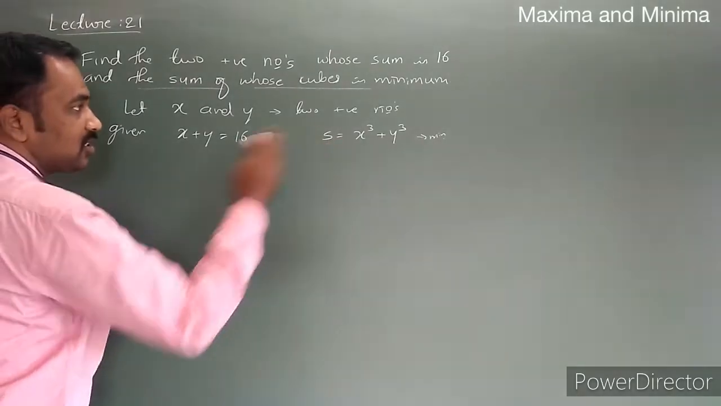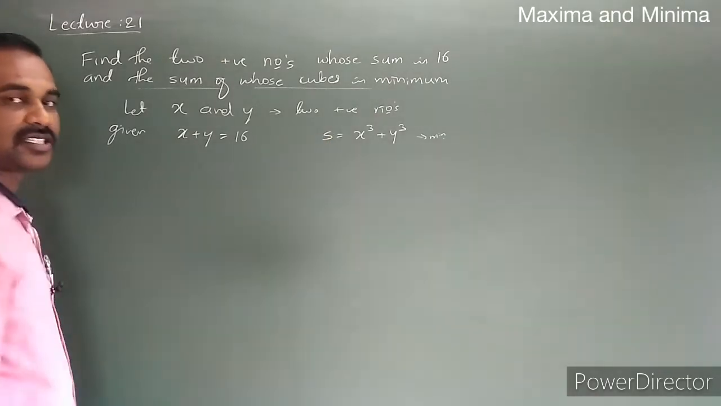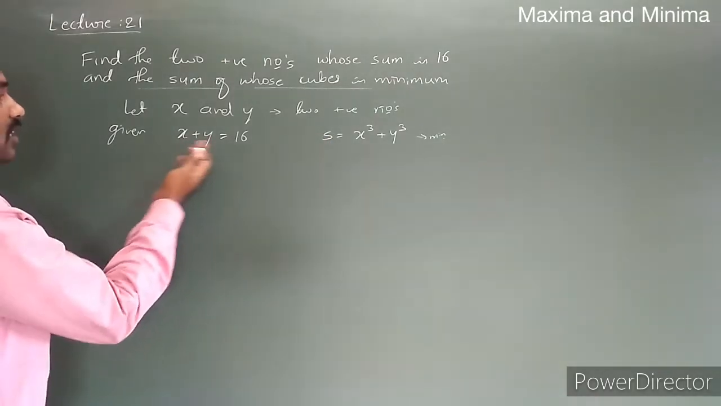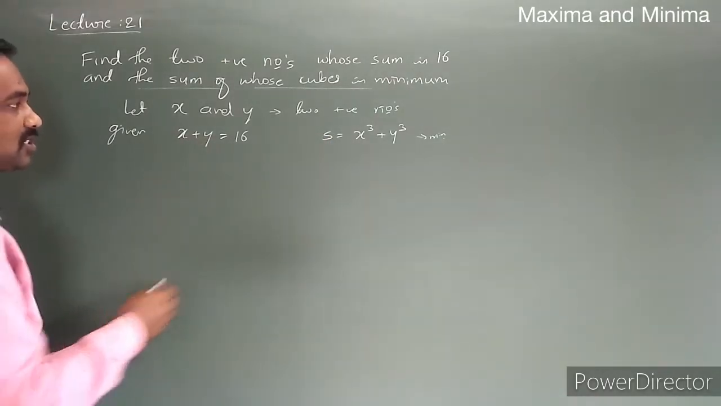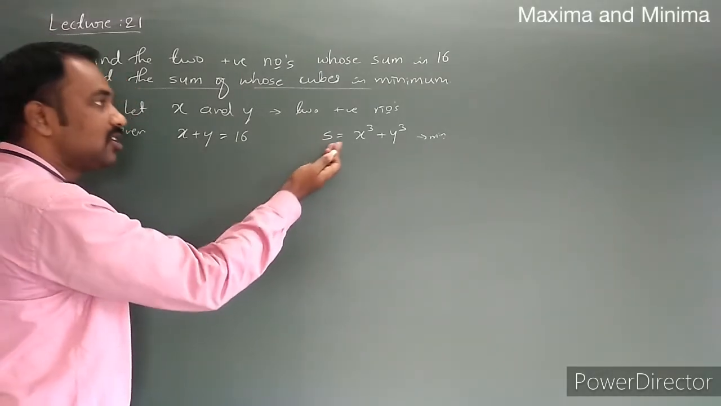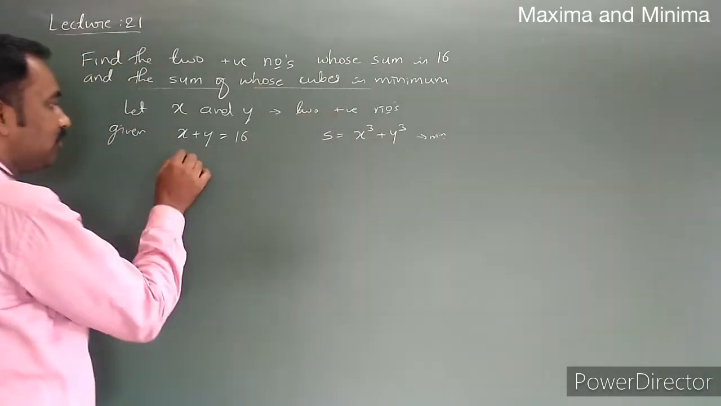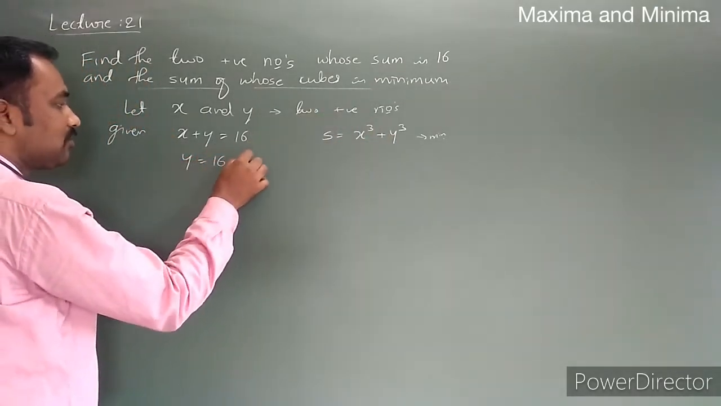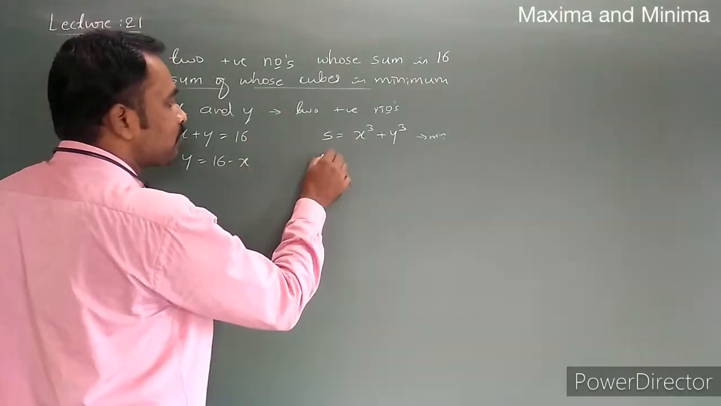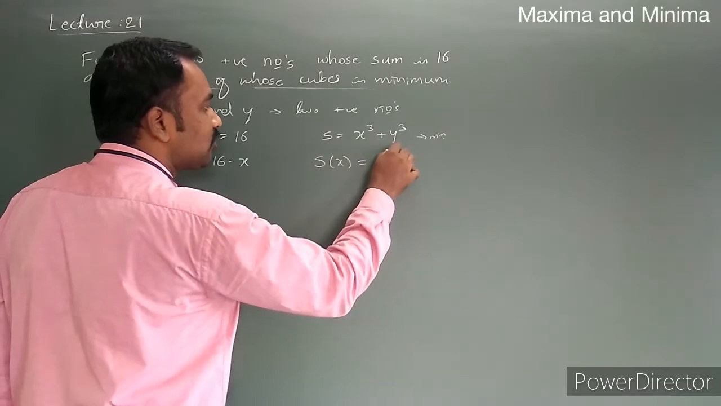Once again, this is the given function. I denote it by S, which is nothing but the sum. Here already x plus y is equal to 16, so we can write this function either only in terms of x or only in terms of y. I just replace the y value and write it in terms of x. So using this, S of x is equal to what?